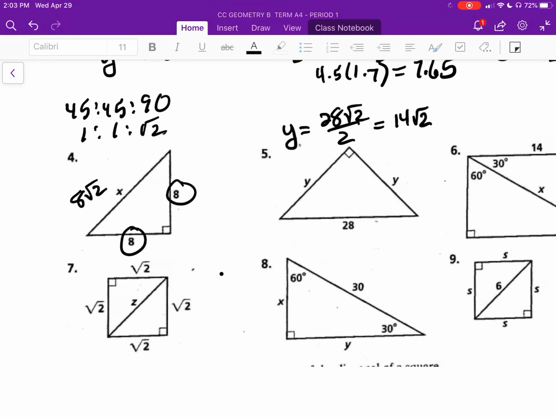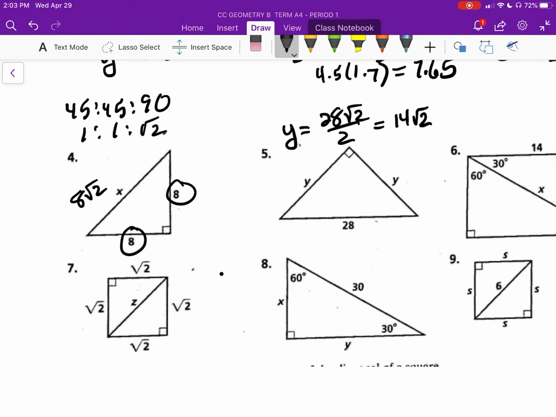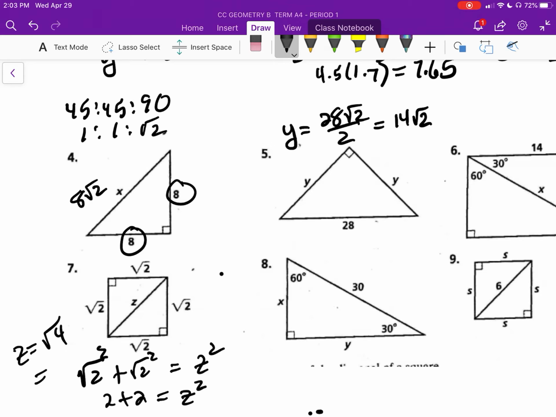For number 7, all of these are the square root of 2, so that tells me that my hypotenuse is going to have to be square root of 2. So all I have to do is use the Pythagorean theorem here. So I can say the square root of 2 squared plus the square root of 2 squared equals z squared. Well, the square root of 2 squared plus the square root of 2 squared is just going to be 2 plus 2 equals z squared. And we end up with a pretty easy answer here. Z ends up being the square root of 4, which is just 2. So that worked out pretty cool.